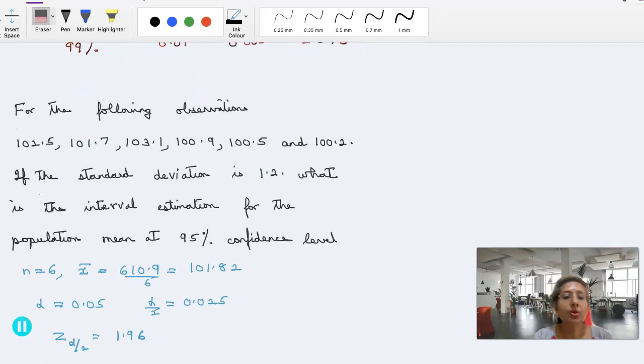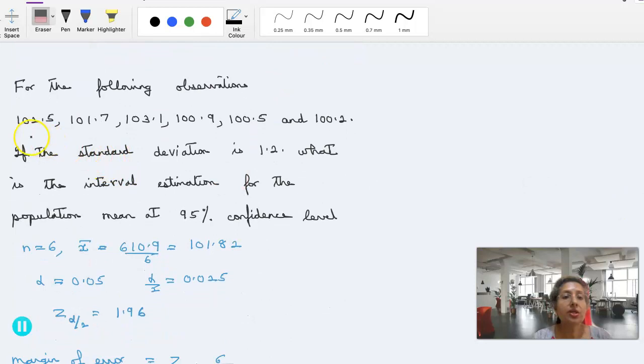Now, coming to problems. For the following observations: 102.5, 101.7, 103.1, 100.9, 100.5 and 100.2, if the standard deviation is 1.2, what is the interval estimation for the population mean at 95% confidence level? So n is 6 and x bar, if you add everything, you get 610.9 by 6, which is 101.82. So we have calculated n and x bar.